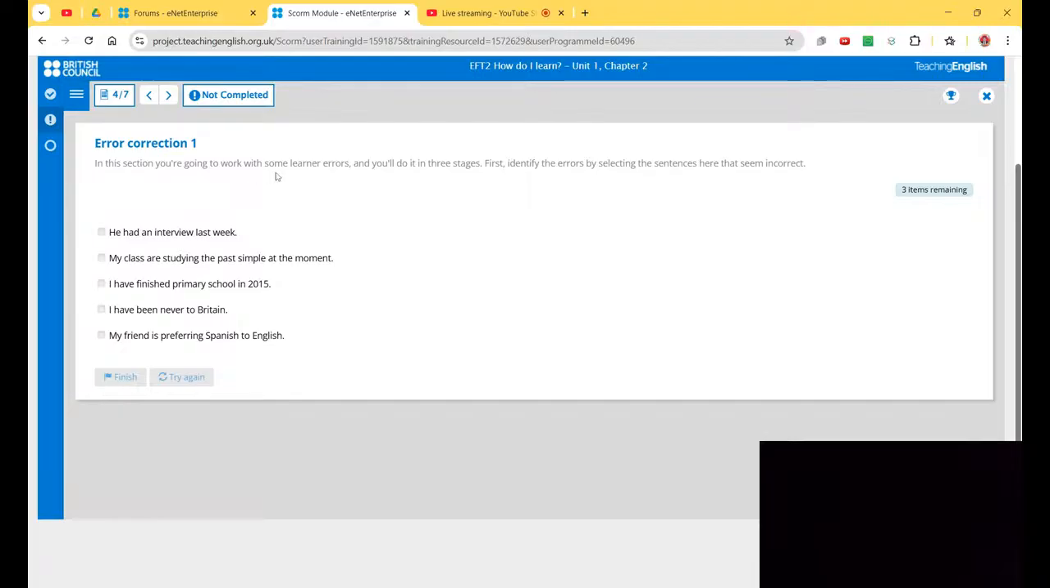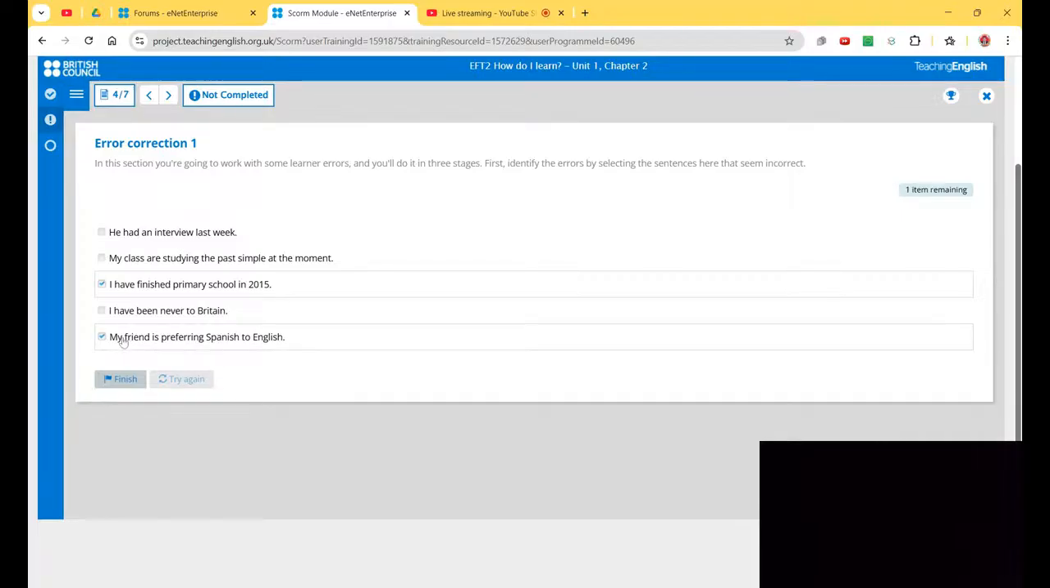In this session, we're going to work with some verb errors. I will do it in 3 stages. First, identify the incorrect sentence here. He had an interview last week. My class are studying. I have finished primary school. I have been, I have my British friend. He had an interview last week. My class are studying this one.